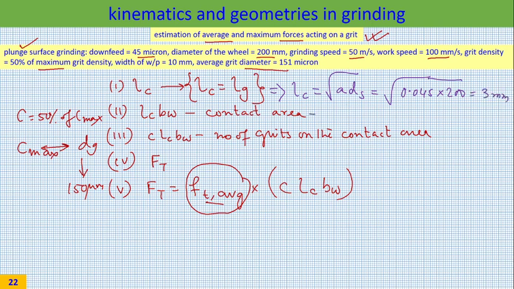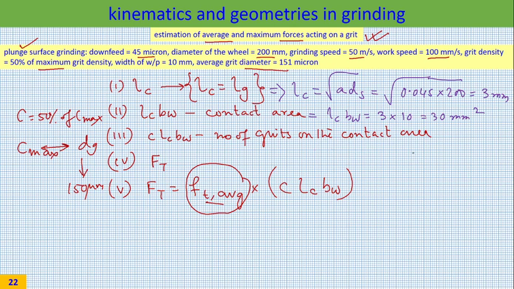LC into BW, this is the contact area. So it is LC into BW. LC is 3 millimeter and BW, the width of the workpiece, is 10 millimeters. So this is 30 millimeter square. Next one is the number of grids on the contact area.